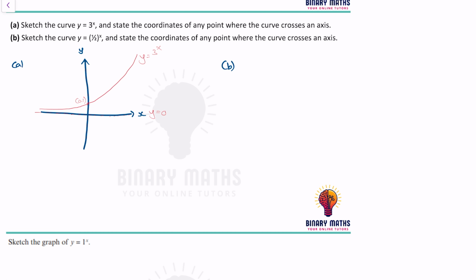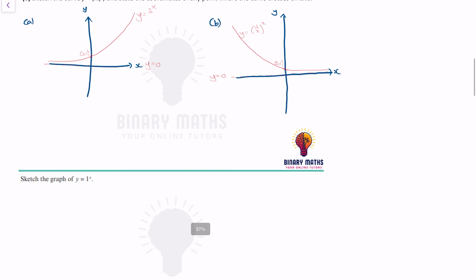B, sketch the curve y is equal to half to the x. So because half is between 0 and 1, I know it's the second case. So if I were to sketch it, it's going this way. Again, labeling this point as 0, 1. Labeling the asymptote as y equals 0. And this is y is equal to half to the x. So that is it. So just recognizing which case you have in front of you. Okay, next question.